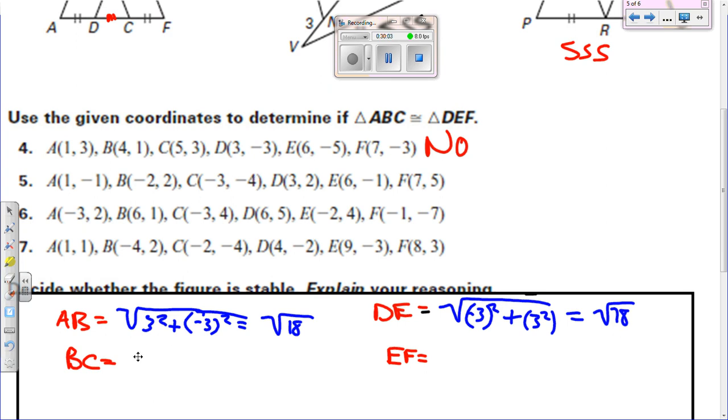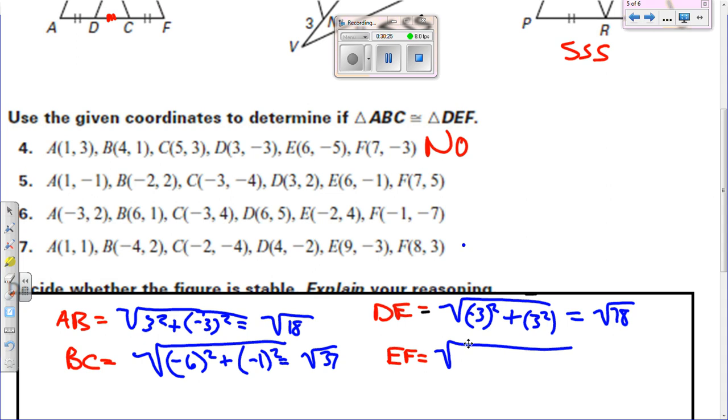BC, negative 4 minus 2, that gives you negative 6 squared, plus negative 3 minus negative 2, negative 1 squared. That gives you square root of 37. EF, 5 minus negative 1, gives you 6 squared plus 7 minus 6, which is 1 squared. Gives you square root of 37. Gotta keep going.